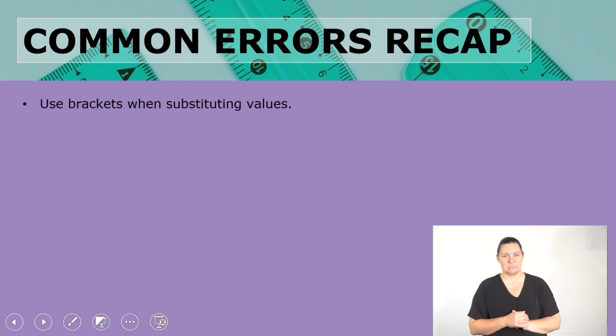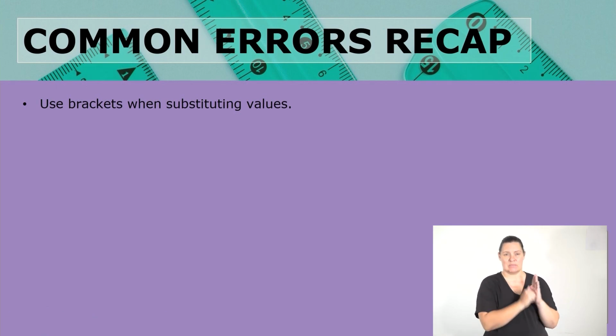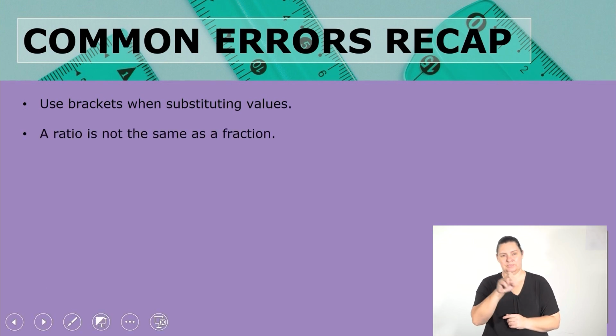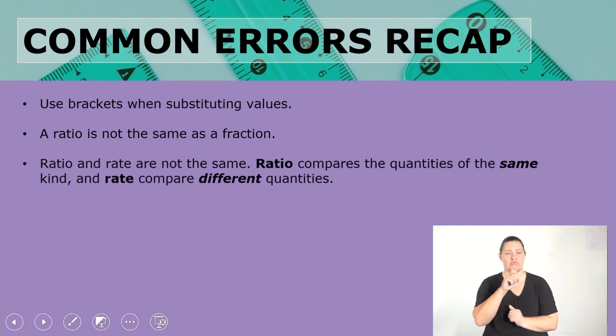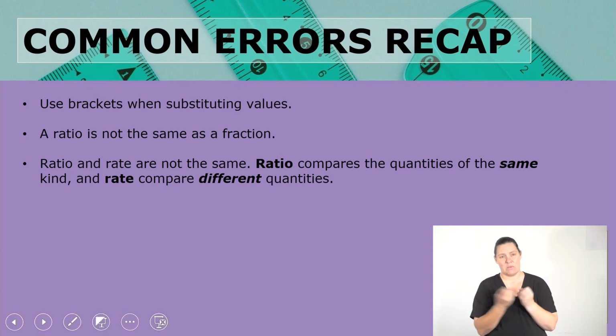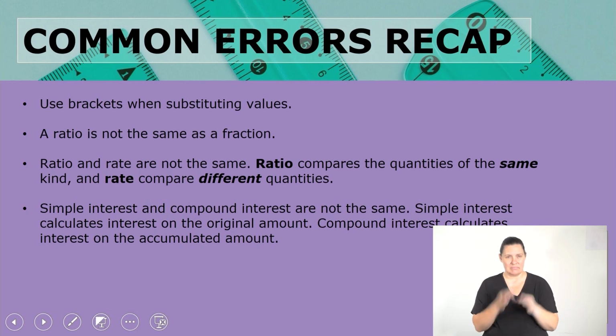Now, remember, when we are dealing with this topic, you need to make sure that you use brackets when you're substituting. So those are the common errors that we are working with. Remember, a ratio is not the same as a fraction. Rate and ratio are not the same. Remember, ratio, we are comparing quantities of the same kind, and rate, we are comparing different quantities. Simple interest and compound interest is also not the same.